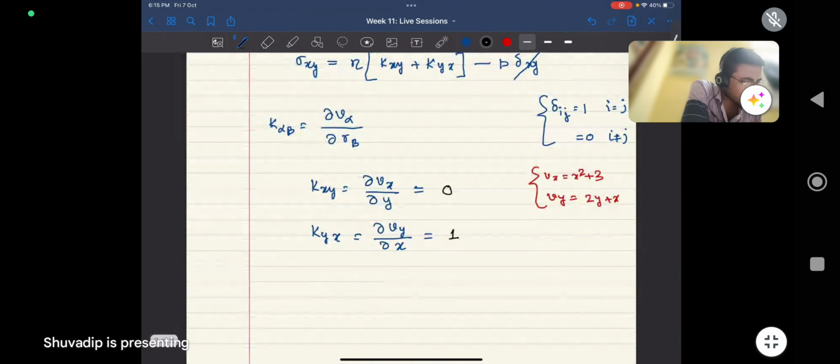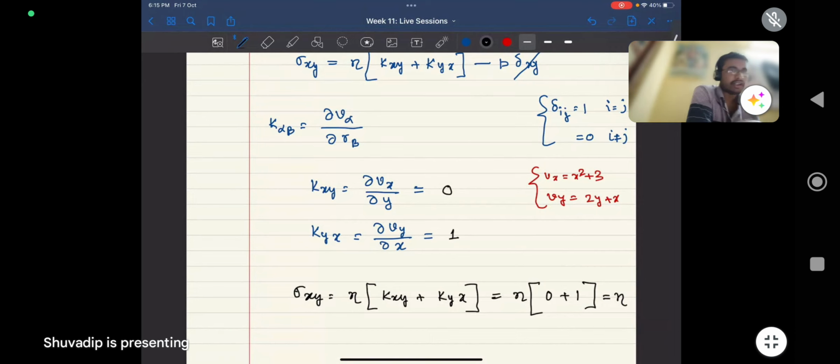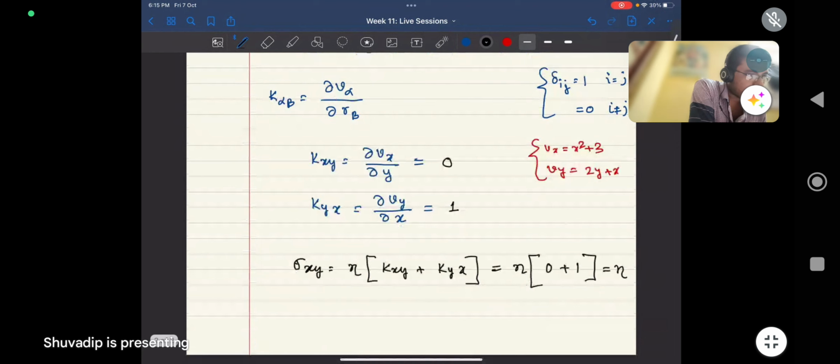So sigma xy, which is eta times kappa xy plus kappa yx, and the rest of the terms are 0, will be eta into 0 plus 1, so this is eta. For this given question, sigma xy will be equal to eta.